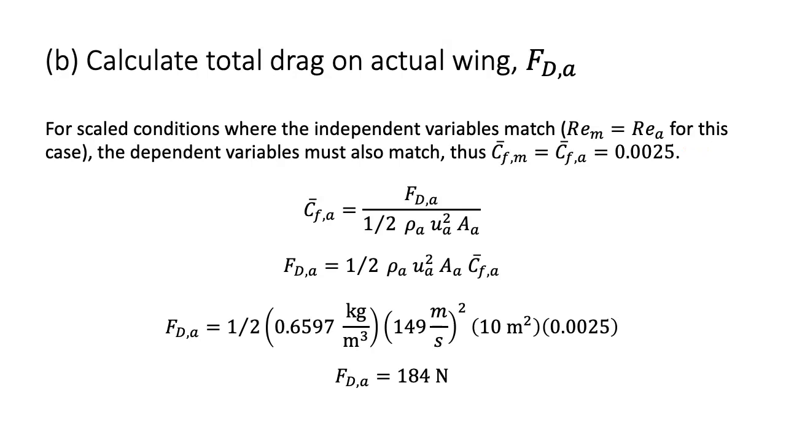This is a very powerful tool of engineering, and it is used widely to save a significant amount of time and money. In particular, model testing, for example in a wind tunnel, can be applied to significantly different actual conditions as long as the dimensionless independent parameters match, in this case, just the Reynolds number. Using the definition of the drag coefficient, we solve for the actual drag. Substituting in values, we get a force of 184 newtons.